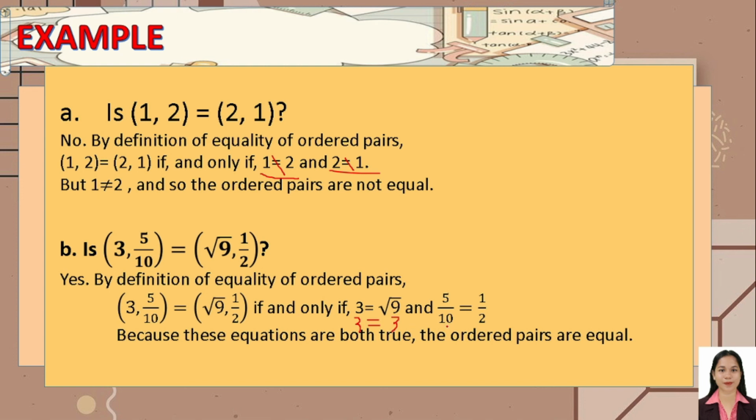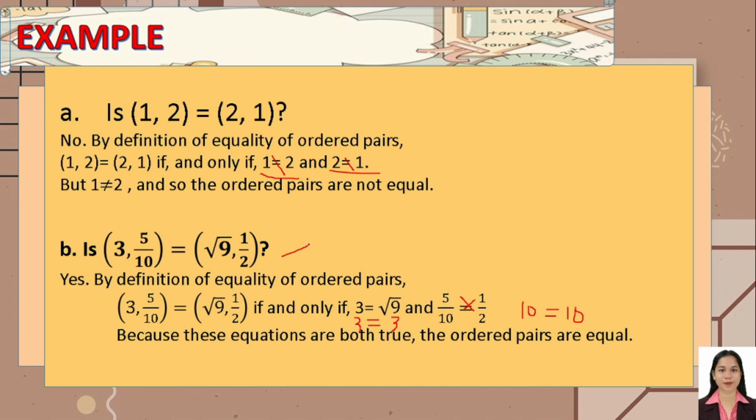So, therefore, 3 is equal to 3. And how are we going to determine if the fractions are equal? So, you just cross multiply. So, 5 times 2 is 10. And then 1 times 10 is equal to 10. So, therefore, these fractions are equal. So, ibig sabihin, these ordered pairs are equal.